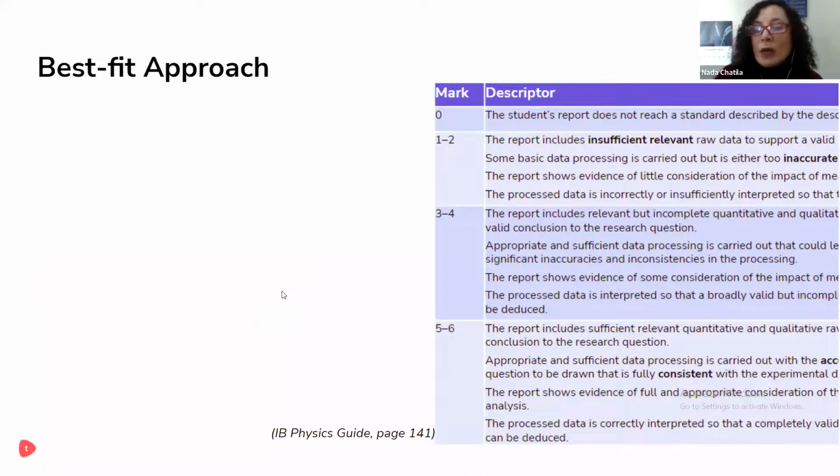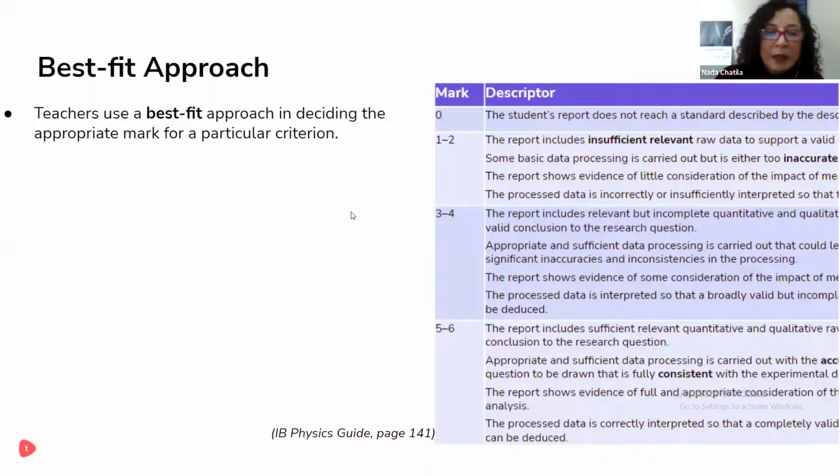Now, when we come to determine the overall grade for a certain criterion, we use the best fit approach. It is not often that we find all the descriptors or indicators in the same performance level. We find them scattered across the different levels. We also may have one indicator or descriptor that is totally missing. This is why we use the best fit approach.